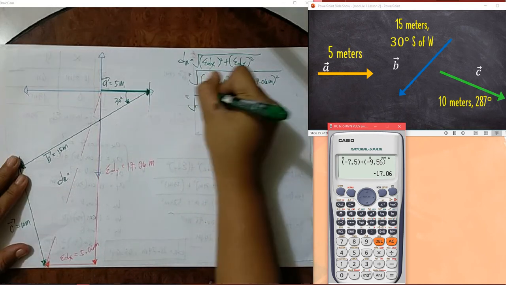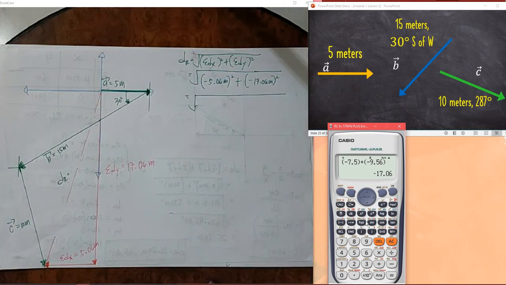So, let us square each value. We have negative 5.06 squared.